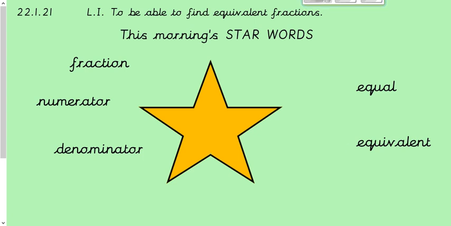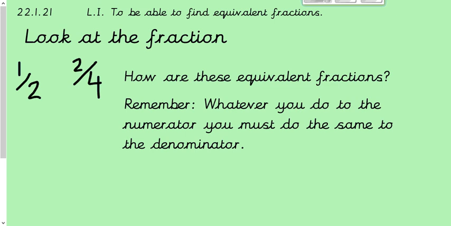They're the same. So I want you to have a look at these fractions, because there's two. So we have a half and we have 2 quarters. How are these equivalent fractions? So looking at these, how are they equivalent? What's similar about them? Have a quick think. You might want to pause the video and see how they're equivalent and see if you can work out how you would get 1/2 to 2 quarters.